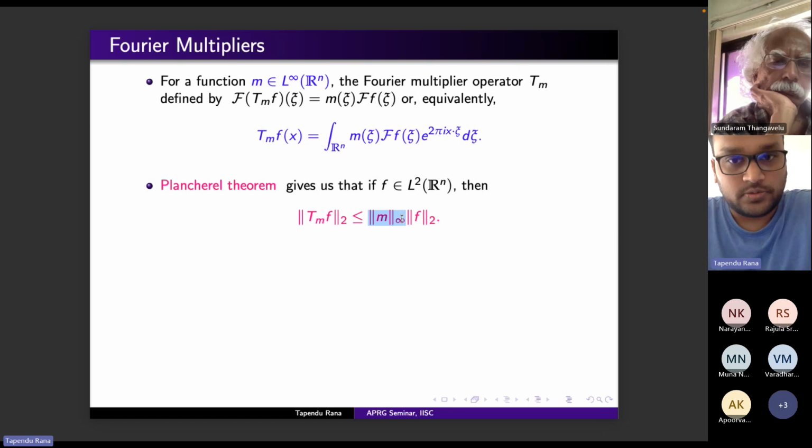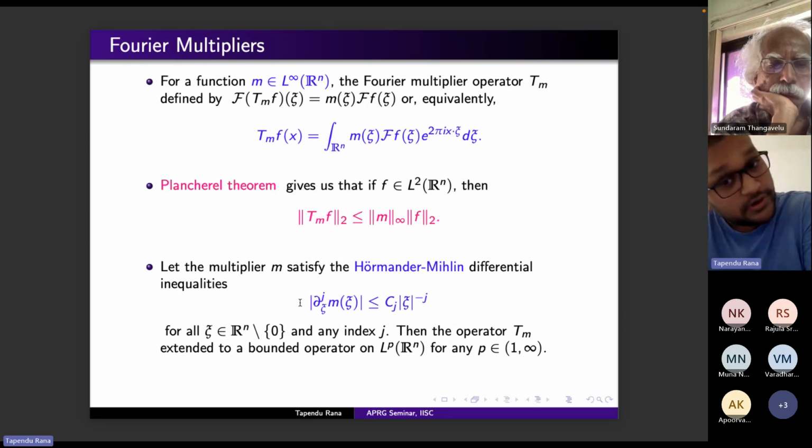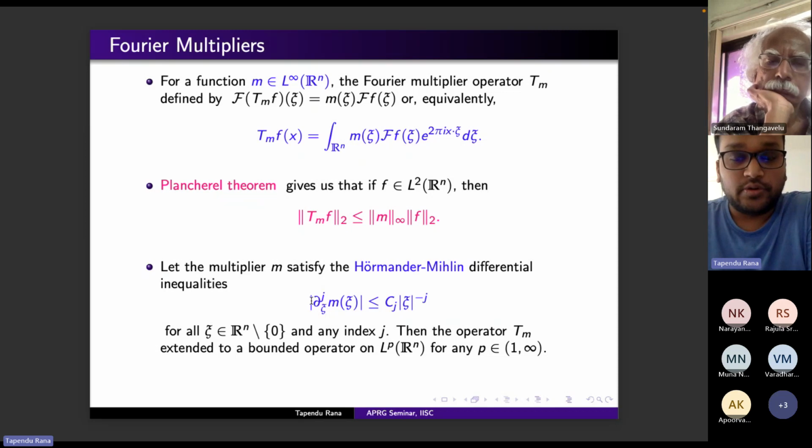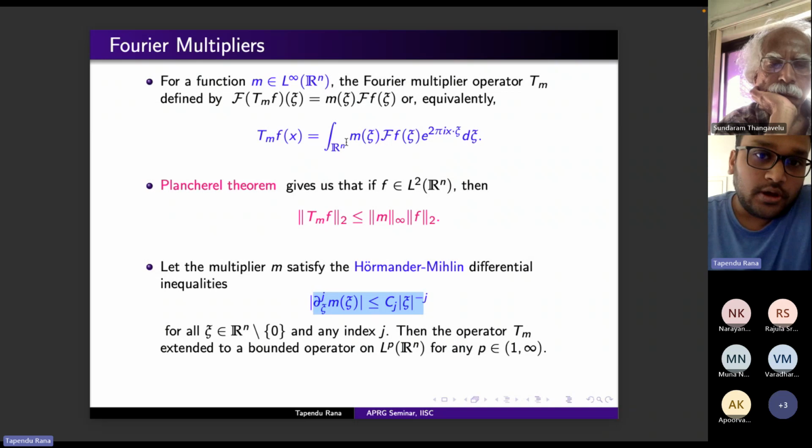Now what about p not equal to 2? What can we impose on the multiplier M so that the associated multiplier operator is L^p bounded? One such condition is the Hörmander-Mikhlin differential inequalities. If we assume that the multiplier satisfies these differential inequalities, then the operator is L^p bounded for p belonging to 1 to infinity. Now, I would like to mention that here derivatives of M are allowed to have a singularity at xi equal to 0. Okay, so even if we assume the derivatives of the multiplier have a singularity at xi equal to 0, then T_m is L^p bounded.